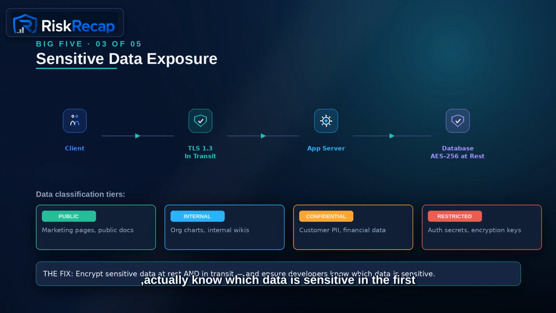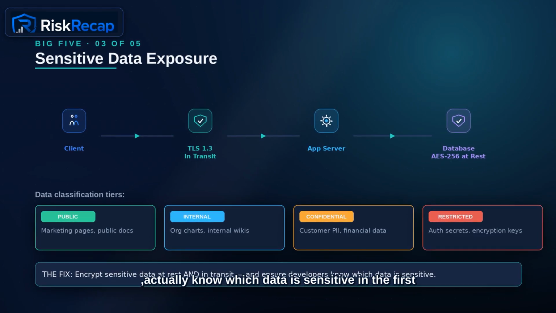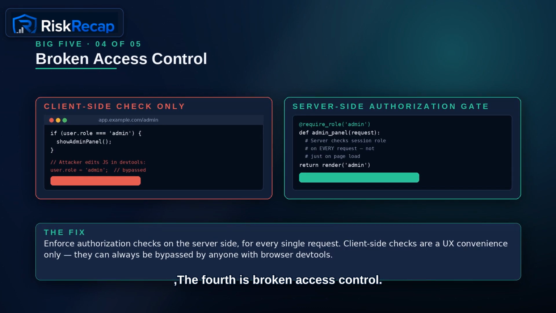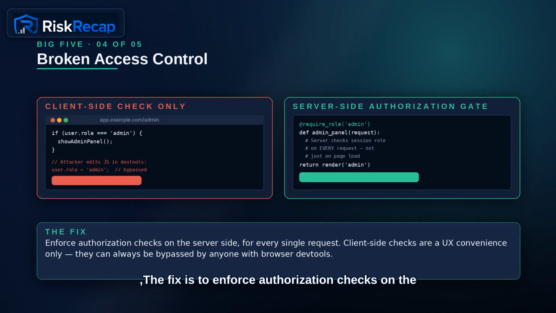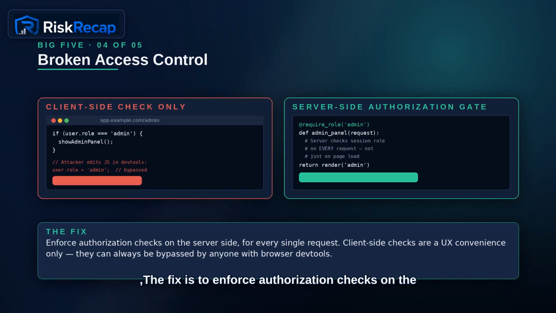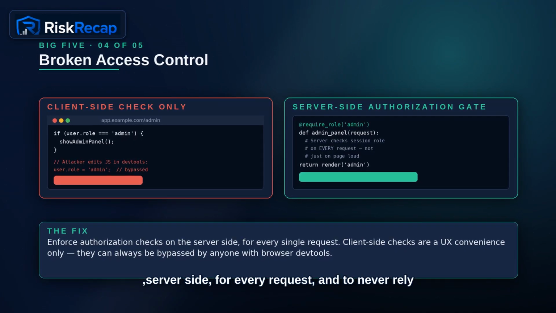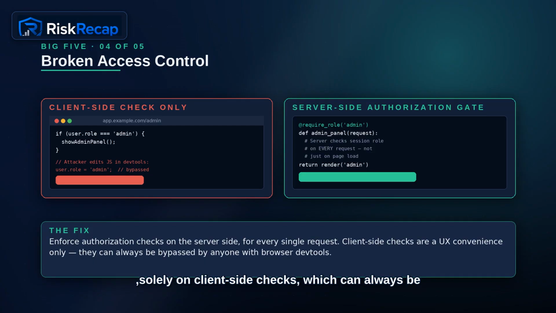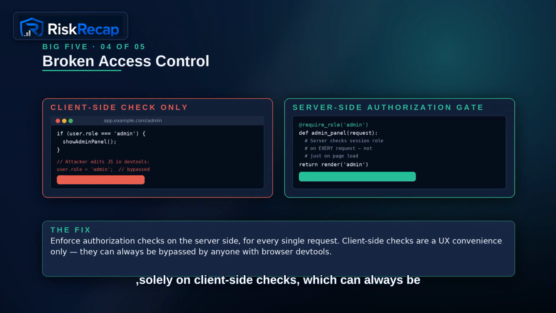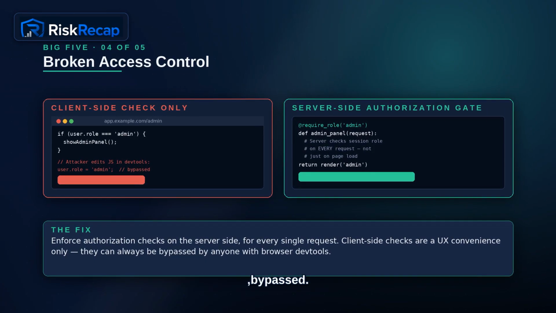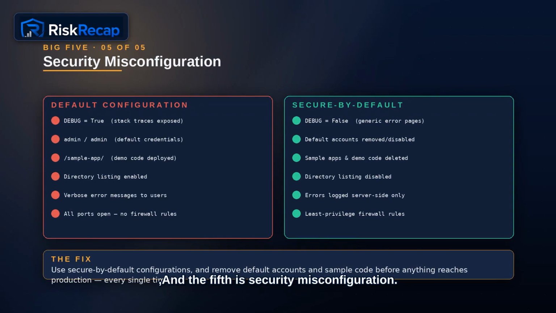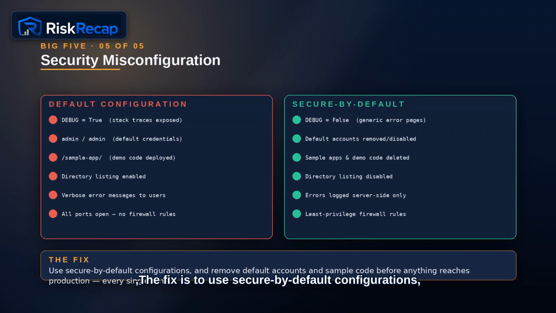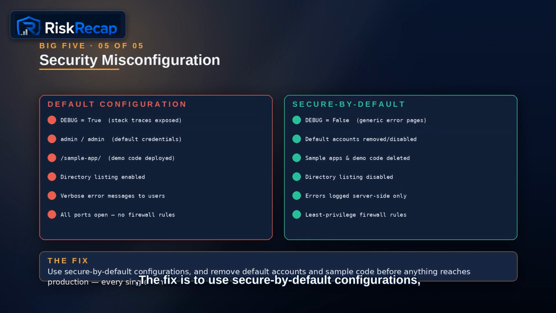The fourth is broken access control. The fix is to enforce authorization checks on the server side for every request, and to never rely solely on client-side checks, which can always be bypassed. And the fifth is security misconfiguration. The fix is to use secure by default configurations and to remove default accounts and sample code before anything goes to production.